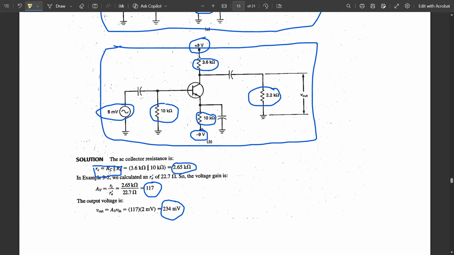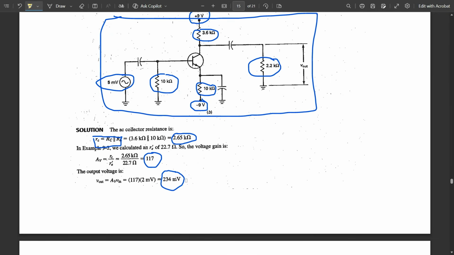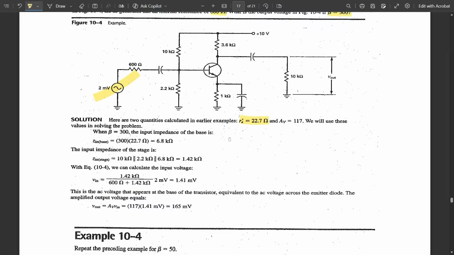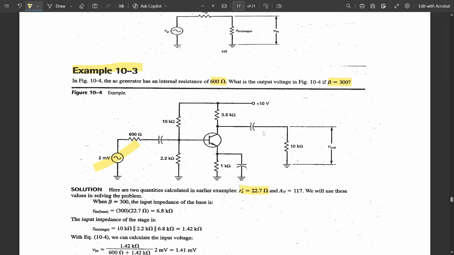Because we are having the RC, RC is equal to RC parallel to RL, right? That is 3.6 kilo ohm parallel to 10 kilo ohm, that is 2.65 kilo ohm. Here they have not solved it separately because the values are the same, RC and RL in this circuit, 3.6 kilo ohm and 10 kilo ohm. So whatever answer we got there, they have kept it here directly, that is 117, the voltage gain. We will use these values while solving the problem.